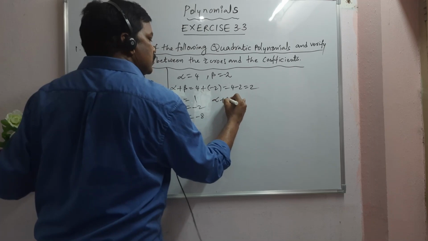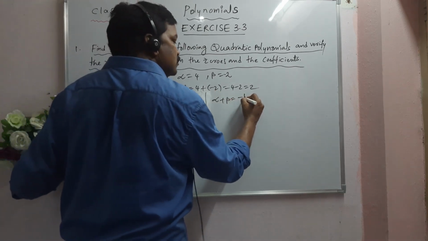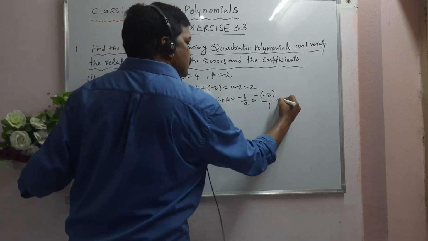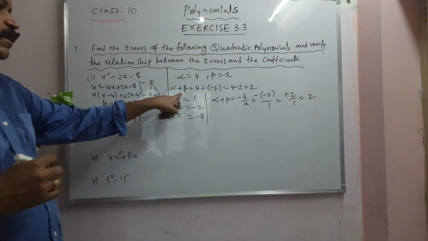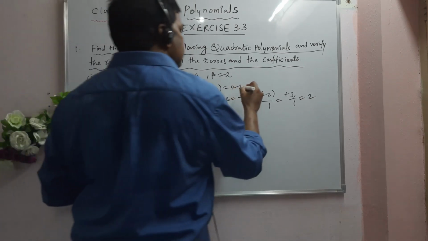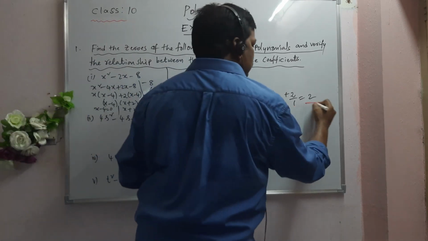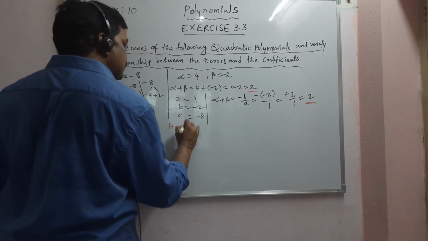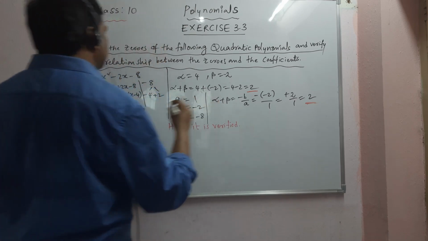According to the relationship between the coefficients, as I told you, alpha plus beta is minus b by a. That means minus of minus 2 by 1, that is plus 2 by 1, which is equal to 2. So the sum of the zeros, alpha plus beta, we got as 2, and according to the coefficients, this is also 2. So we can write, hence it is verified.